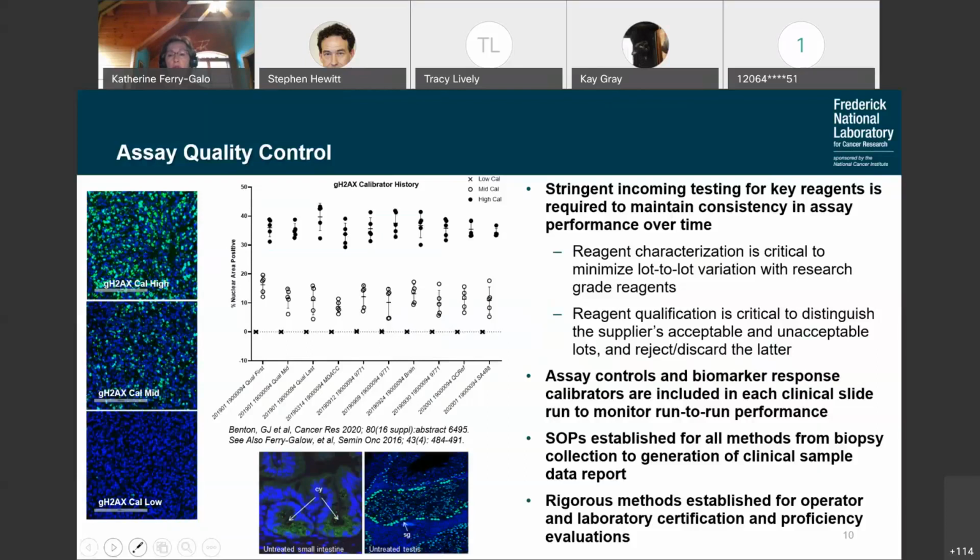Also, the use of controls to monitor run-to-run performance is essential, as well as SOPs to really lock down all methods from the very beginning, from the point of biopsy collection to the reporting of the clinical data, as well as rigorous methods for operator and laboratory certification and proficiency evaluations.